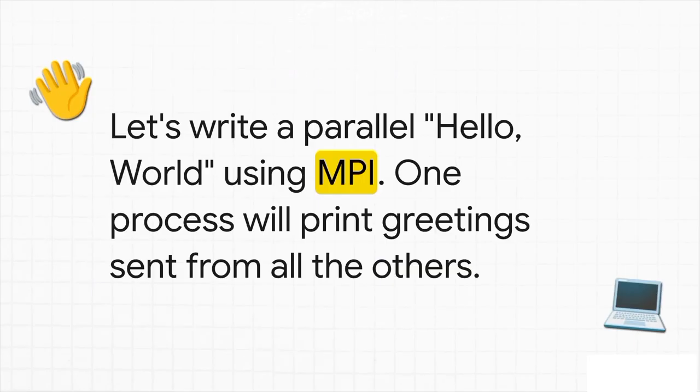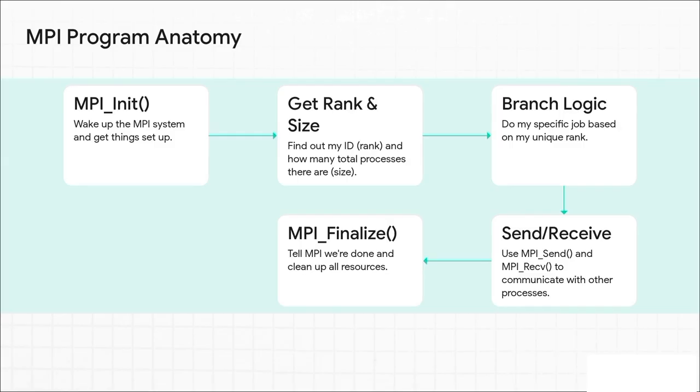Okay, theory is great and all, but let's actually see what this looks like in practice. We're going to build the classic first program everyone writes, Hello World. But we're going to do it with a parallel twist. We'll have one main process, and all the other processes are going to send it a little greeting message for it to print out. Pretty much any MPI program you'll ever see has these 5 essential steps.